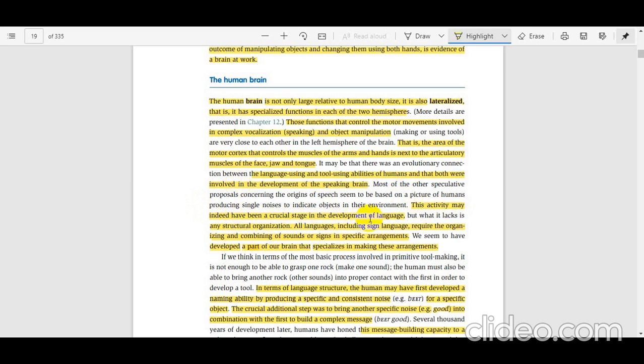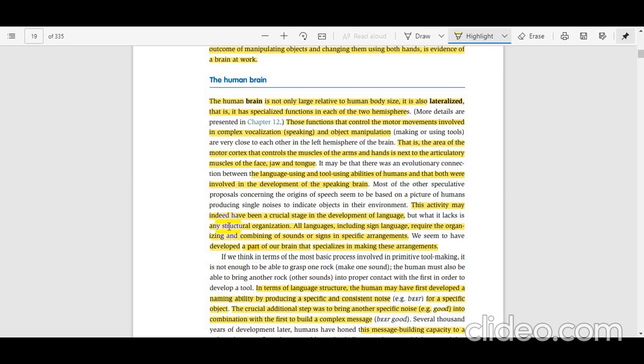This is because the humans were able to produce tools, and this is connected also with what? With their ability to develop their own ability to speak or to produce sounds, and these sounds connected to be words and so on.